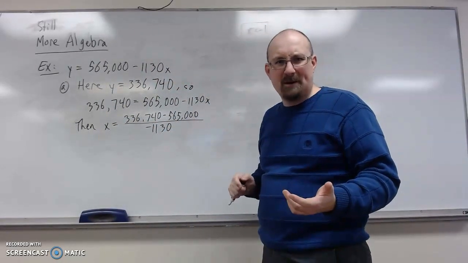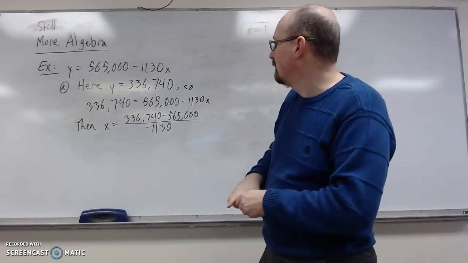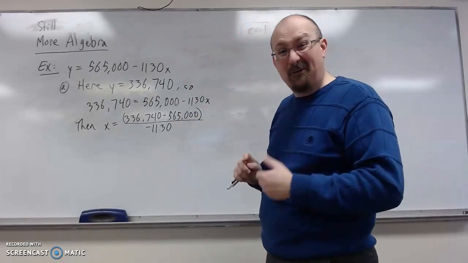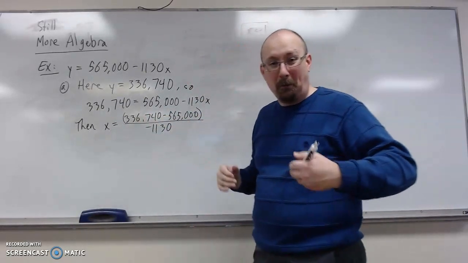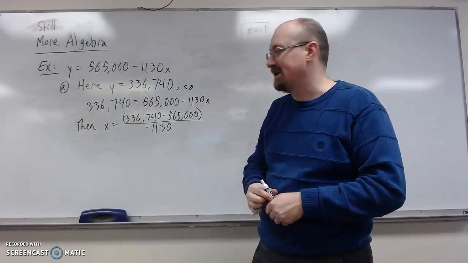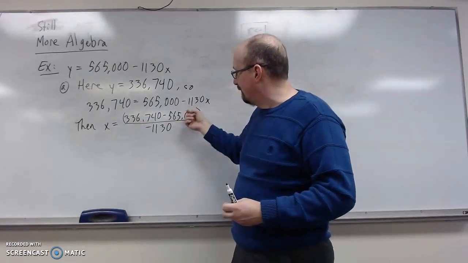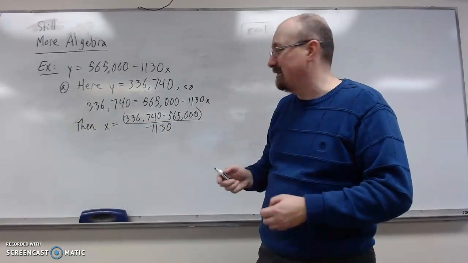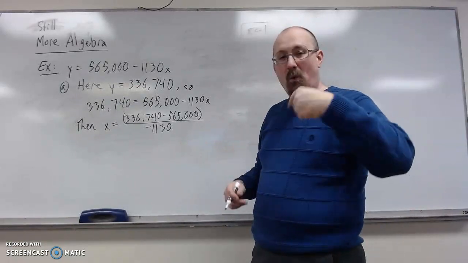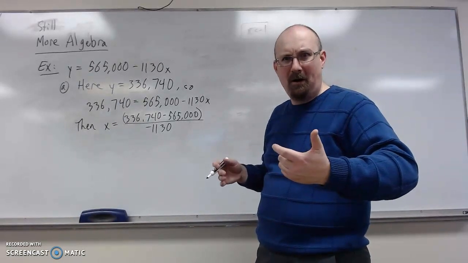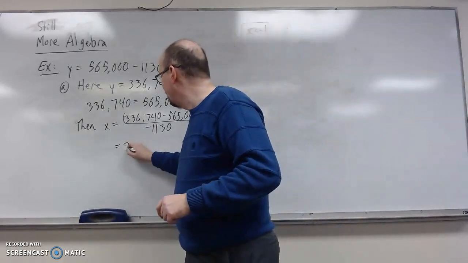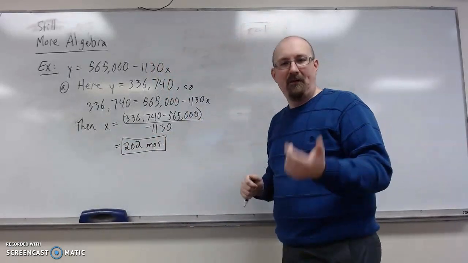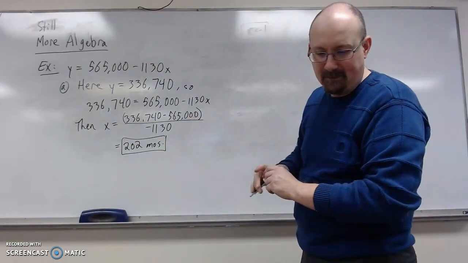If you needed to do that in two separate calculations, that's fine. No judgment here. But if you're typing this into your calculator all at once, be careful. Make sure to include parentheses around the top of that calculation. If you don't, your calculator will divide 565,000 by 1,130 and ignore the first bit. Once you work out the calculation, feel free to press pause if you're typing it in yourself. We get 202 months before we reach this particular value.